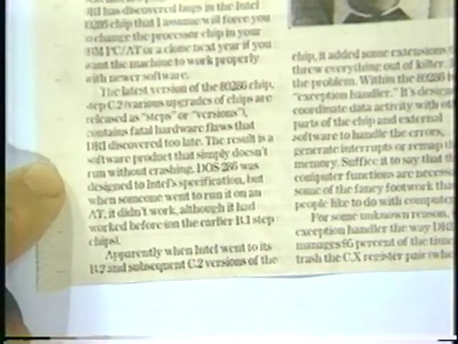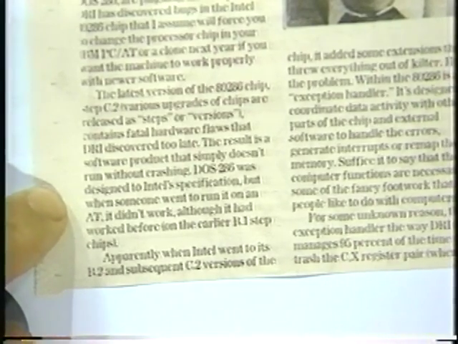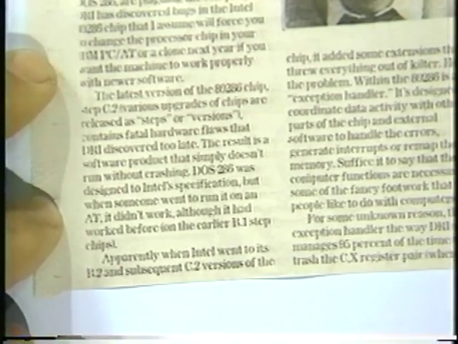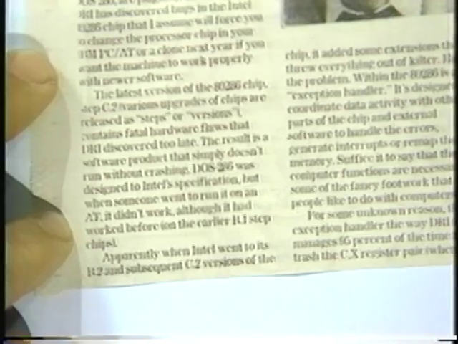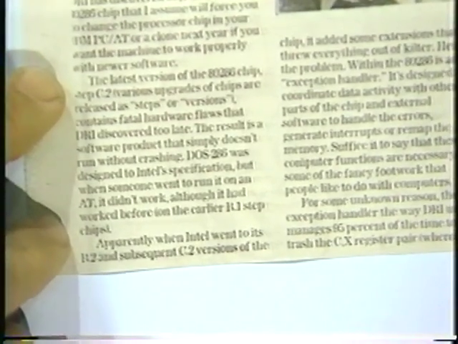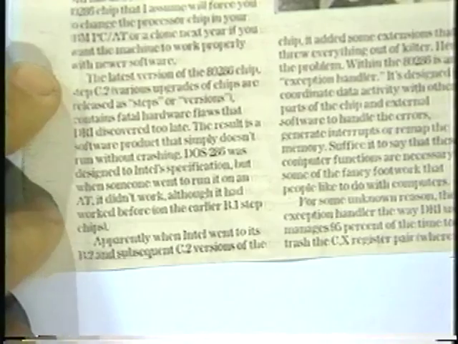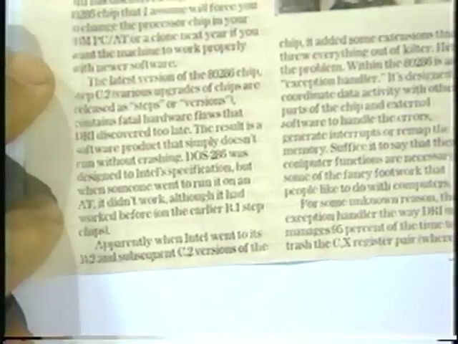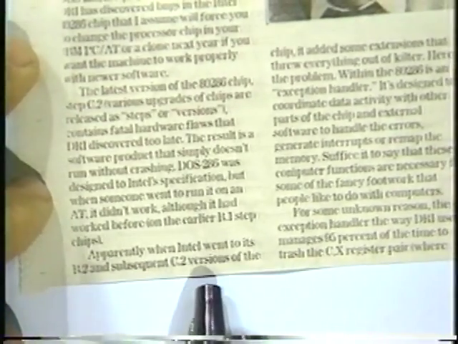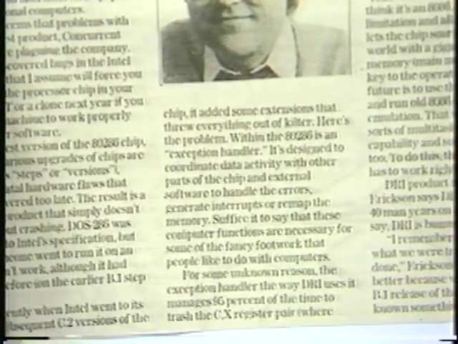DOS 286 was designed to Intel specification, but when someone went to run it on an AT, it didn't work, although it had worked before on the earlier B1 step chips. Apparently, Intel went to its B2 and subsequent C2 versions of the chip. It added some extensions that threw everything out of kilter.